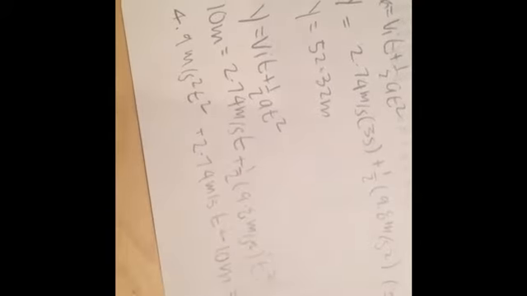And then from this you create a quadratic, which is 4.9 meters per second squared t squared plus 2.74 meters per second t minus 10 meters equals 0. Then you have to solve for t using the quadratic formula.